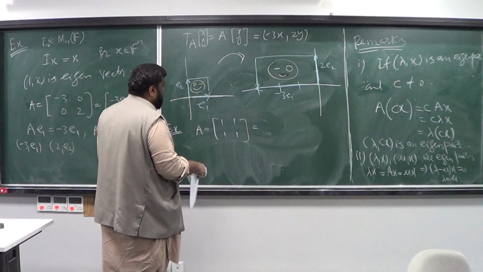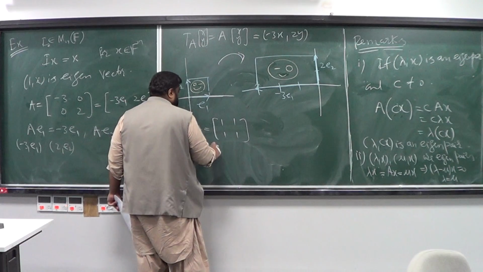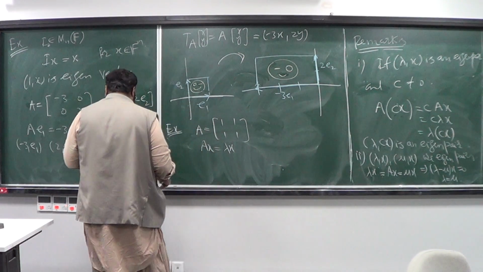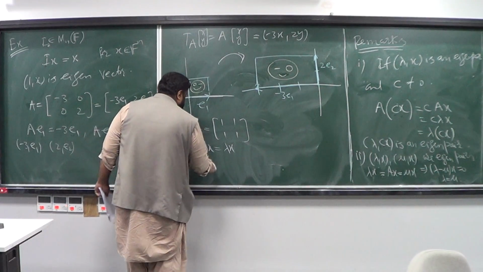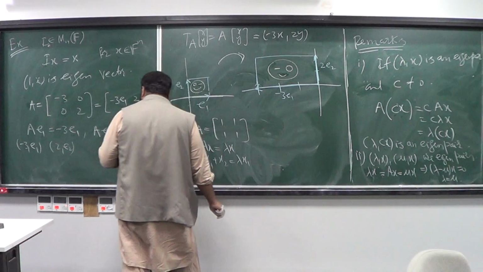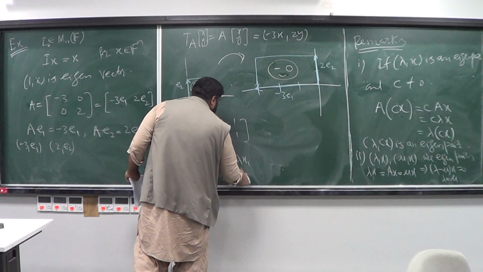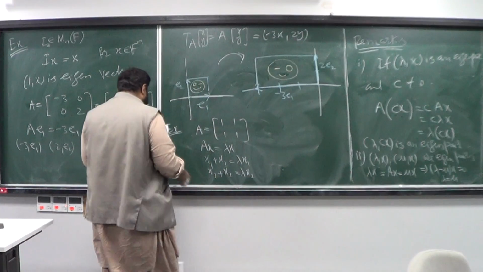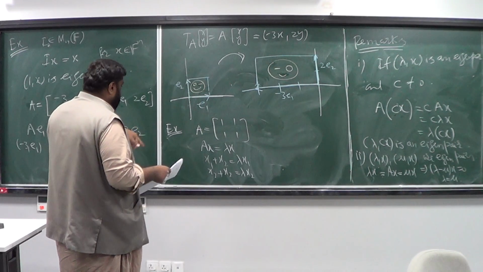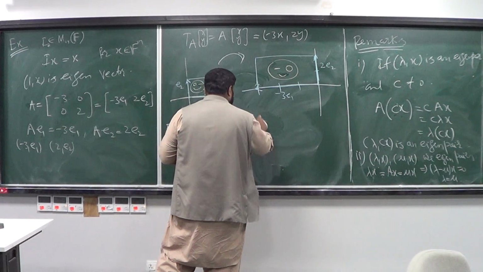Solve this system. In other words, I can solve the system Ax equal to lambda x. The Ax is going to produce a system of equations: x1 plus x2 equal to lambda x1, and x1 plus x2 equal to lambda x2. If you simplify these two equations, what are they telling you?